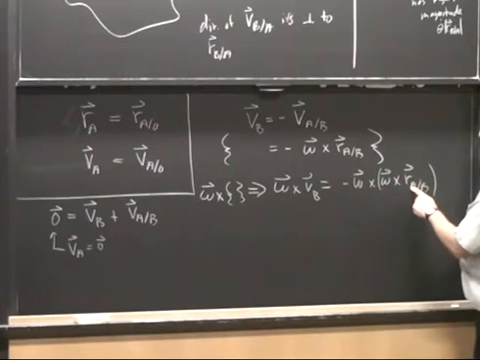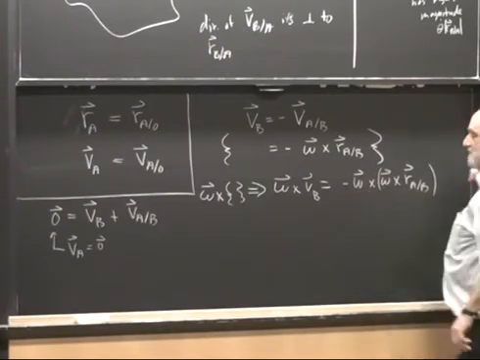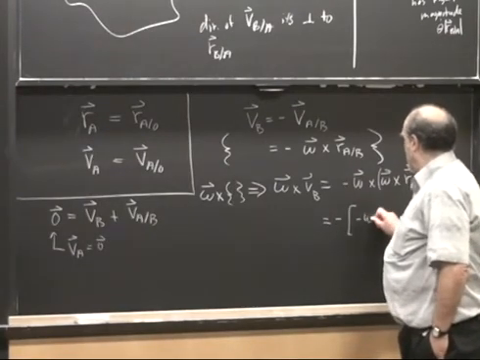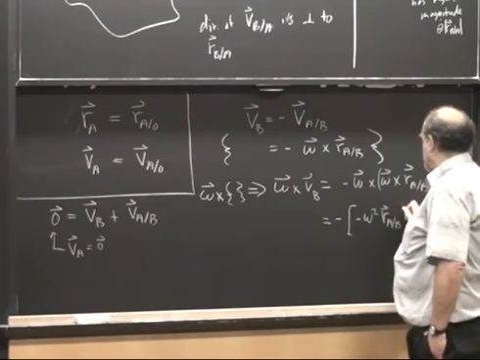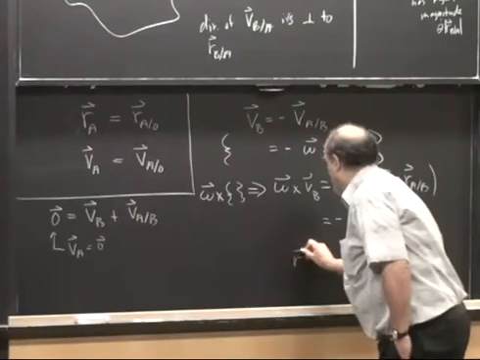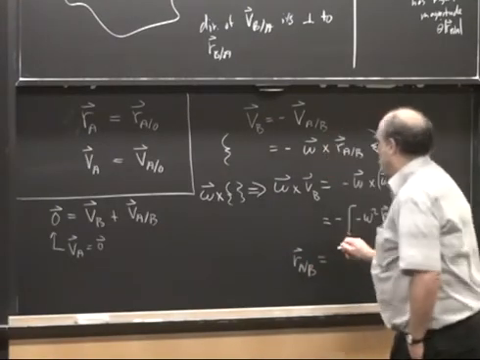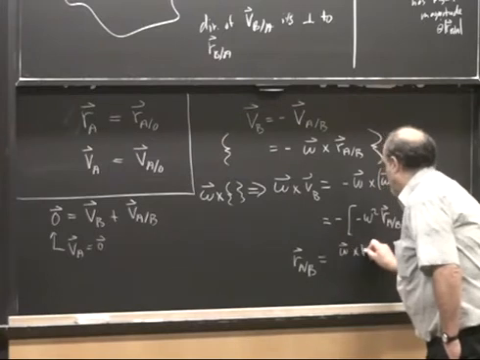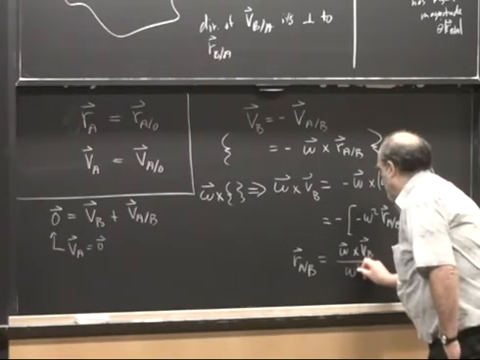Omega cross R of A with respect to B is tangent to the circle that's at the tip of B. Omega cross that is pointed in the minus R of A with respect to B direction. And then we get a vector which is in the minus direction of R of A with respect to B multiplied by omega squared. So this turns into minus omega squared R of A with respect to B, which is omega squared R of A with respect to B. Therefore, R of A with respect to B is equal to omega cross velocity of B divided by omega squared.